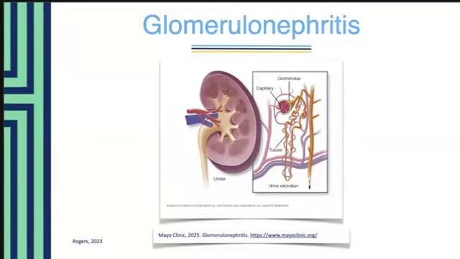The main differences between RPGN and general glomerulonephritis are the rate of progression and severity. So just remember that RPGN is rapidly worsening, develops over weeks and months, often leading to end stage, okay, despite any treatment that we give them.